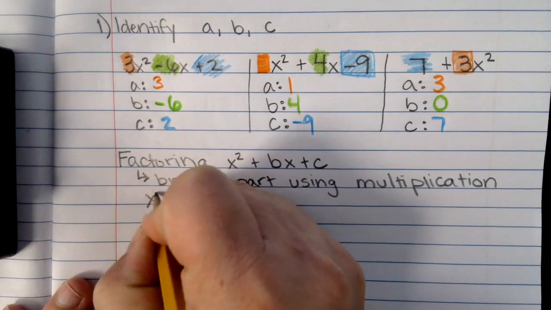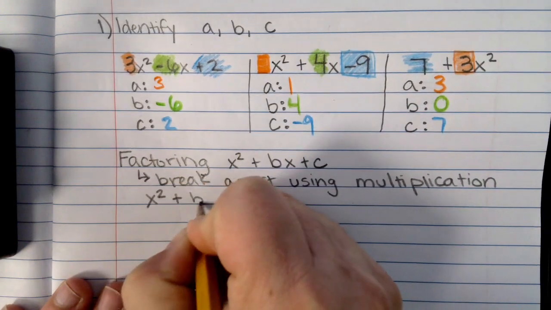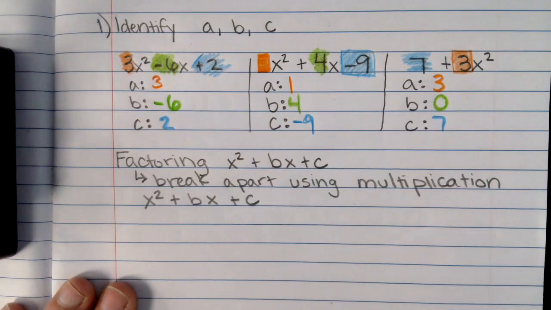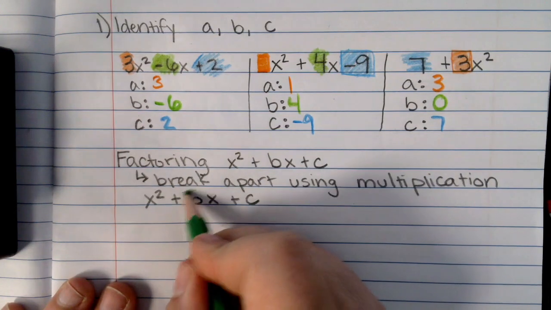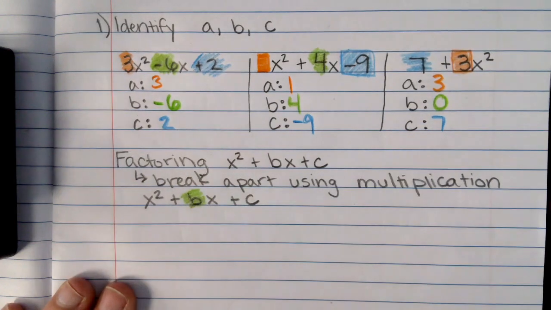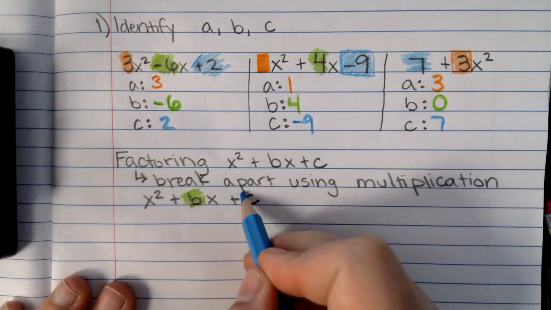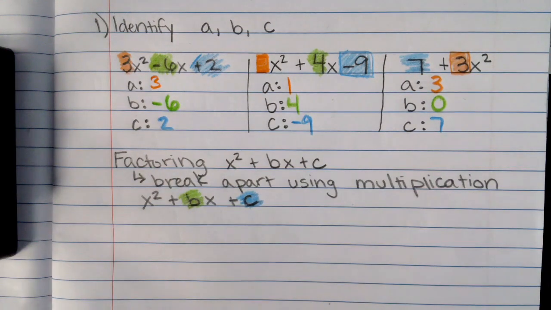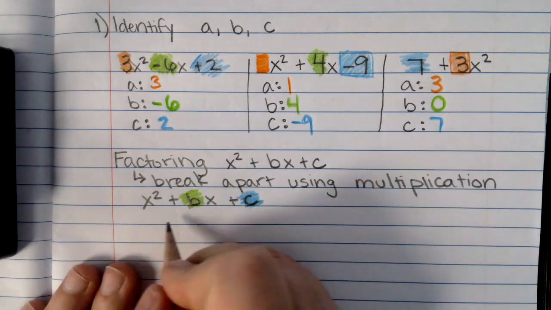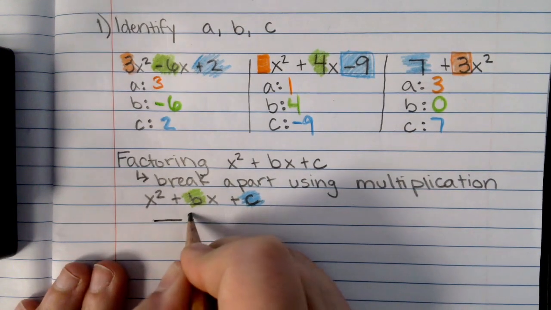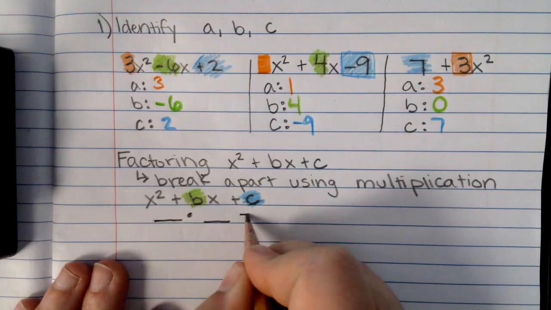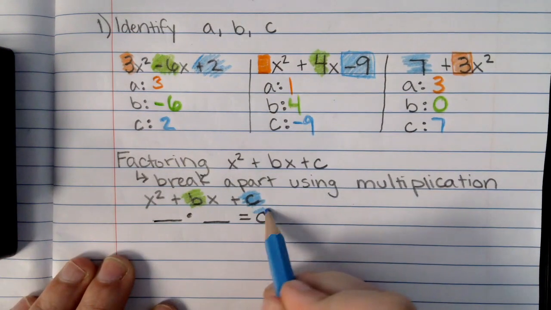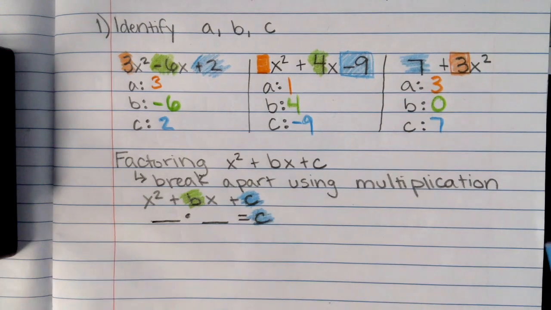I'm going to use the same colors I used before. B is my green. C, blue. What we're going to look for is what we did in our warm-up today. We're going to look for two numbers that when I multiply them, it equals C. It equals that constant. But then the two numbers added together have to make my B.